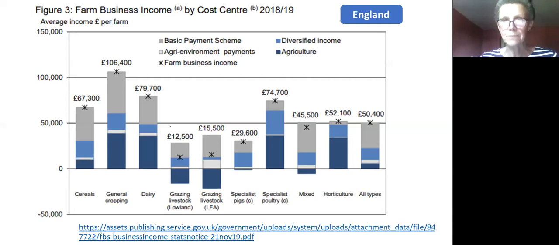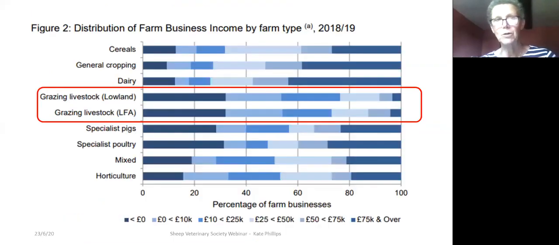So just to put that in perspective, there are within those averages farmers who are making a good living. If you look at the grazing livestock again, lowland and LFA, you can see on the far left hand side of the graph the dark blue line, which accounts for something like 30% of farms with sheep, mixed livestock, earning nothing, which is a pretty depressing figure. And looking across to the other side, about 5% of those farms are earning over £75,000 a year.